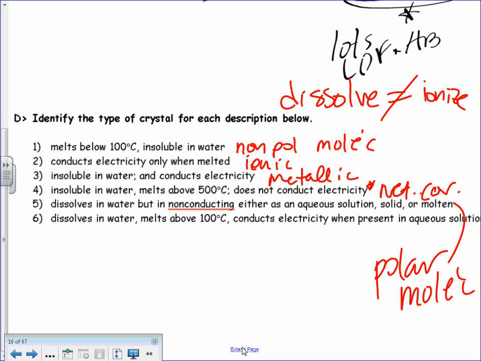Dissolves in water, melts above 100, conducts electricity when present in aqueous solution: ionic. There are 2 ionics here because I want you to note that molten ionics conduct electricity, and when they're dissolved in aqueous solution, they conduct electricity. But in their solid state, do they conduct electricity? Absolutely not. Great.